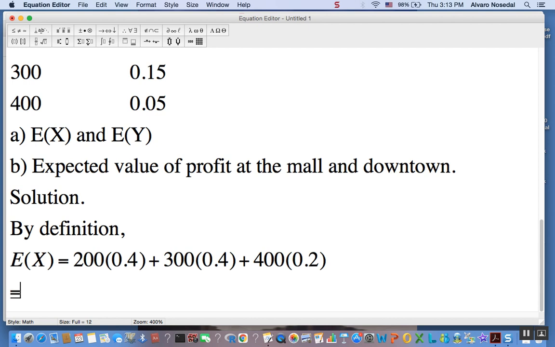Okay, so 200 times 0.4, that would be 80, plus 300 times 0.4, that's 120, and finally 400 times 0.2, right? That's the same as 80, right?